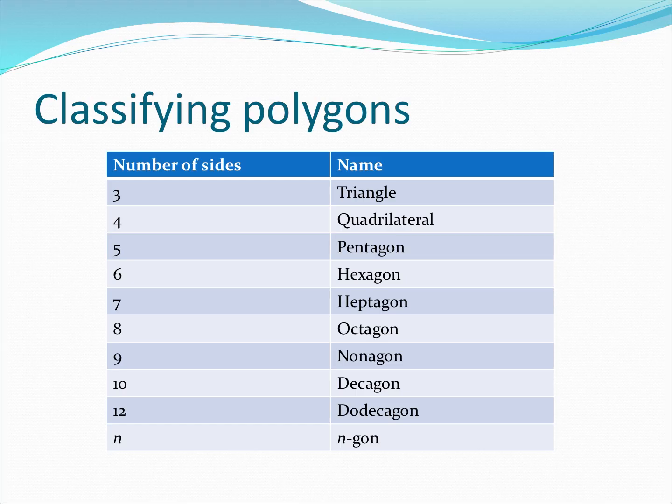Now, when we go to classifying polygons, what we try to do is we classify them based on their number of sides. And so if we have a three-sided polygon, we call that a triangle, okay? Tri meaning three, so three angles or triangles. A four-sided figure, we call it a quadrilateral.